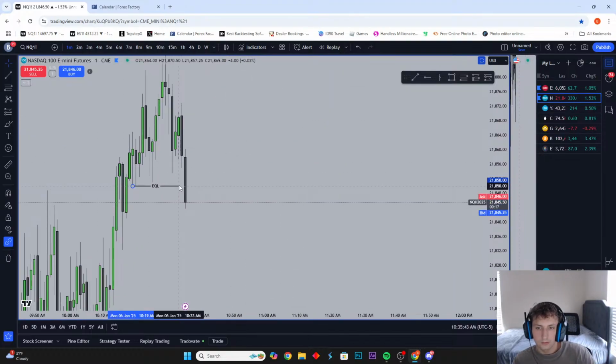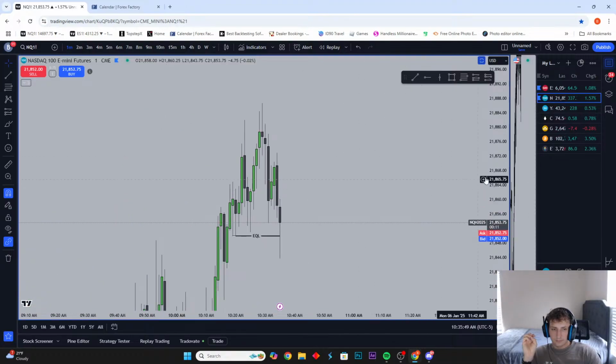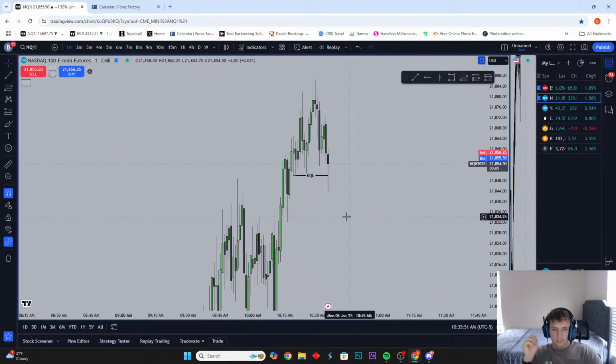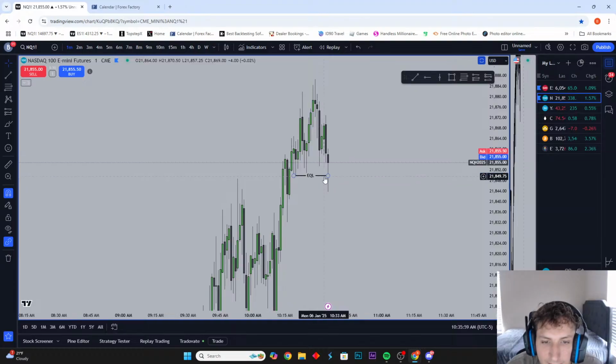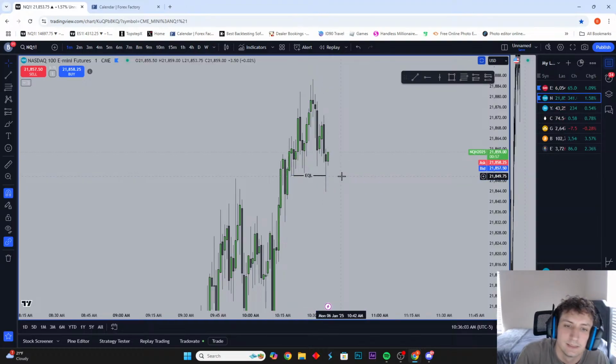Wow, we took out the equal lows. Now, are we going to sweep them and go high, continue on higher, or are we actually going to break through them and continue lower? That looks like we swept them.